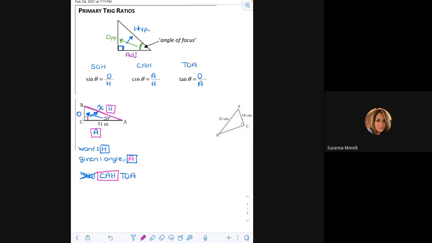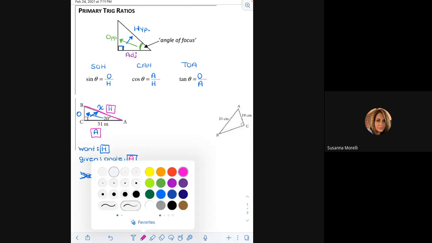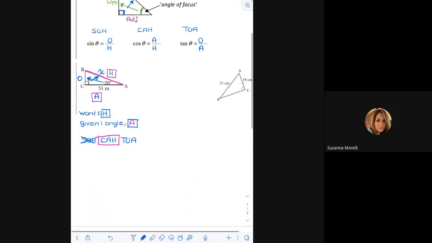Now that we determined the trig ratio, we're just going to set up our equation. So cos theta is A over H. Now I'm going to plug in what we actually know. The angle is 20, so instead of theta, I'm going to write in 20. A is 31. And H we don't know, so I'm going to put an X for H.